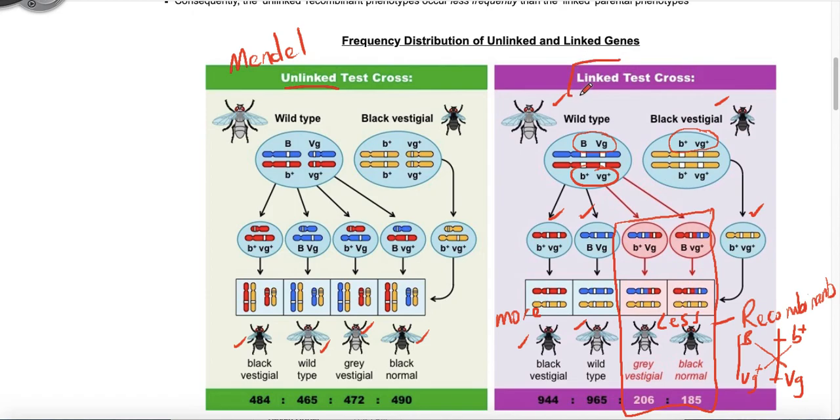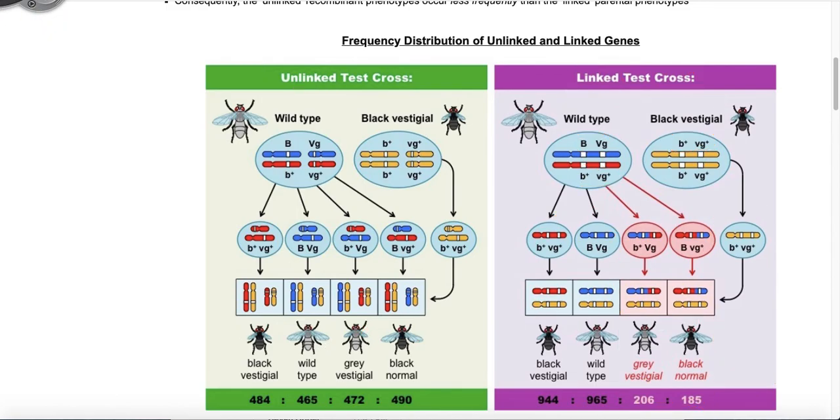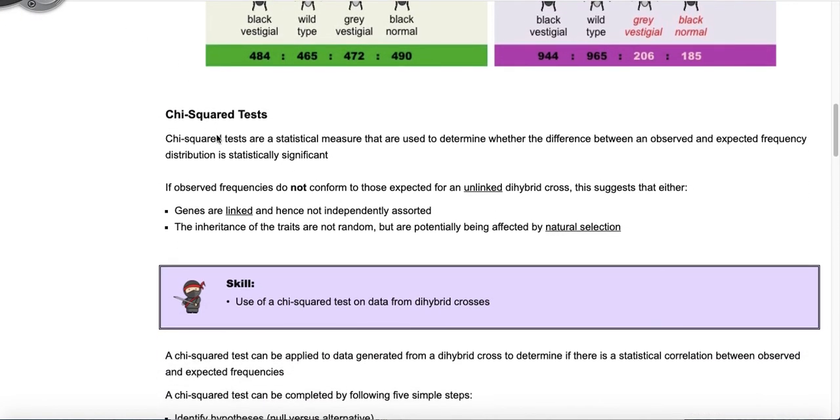So this is a linked test cross, and we learned earlier that Thomas Hunt Morgan was able to prove the existence of these linked genes in his theory of chromosomal inheritance, which Mendel did not know at the time. So this is just a quick recap, and let's continue.